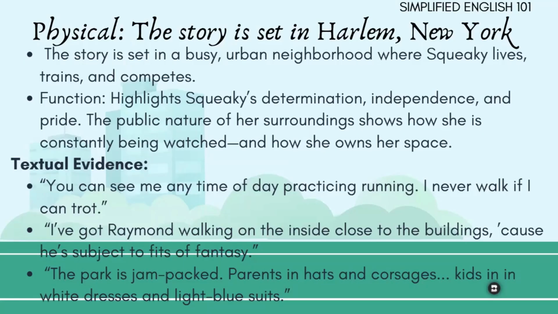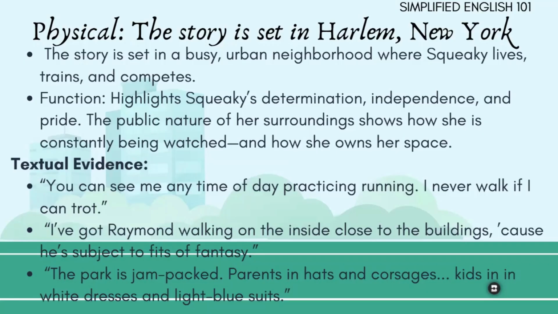It's a space full of tradition, dresses, suits, teachers, parents, and even a band. She says the park is jam-packed. Parents in hats and corsages, kids in white dresses and light blue suits. This formal setting creates pressure and makes the race feel more like a major performance. Functionally, the park becomes the stage where Squeaky not only proves herself as the fastest runner, but also experiences a deep moment of personal growth.